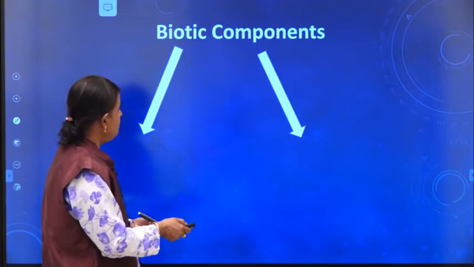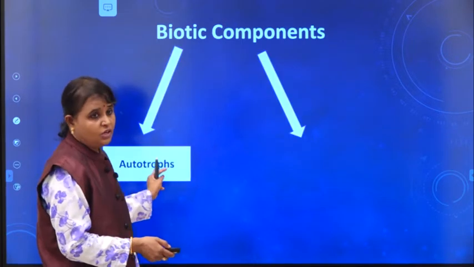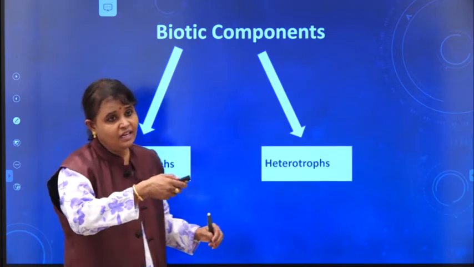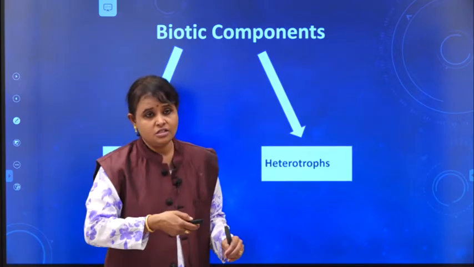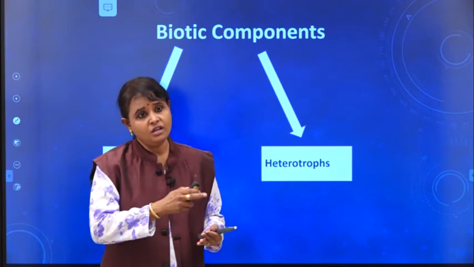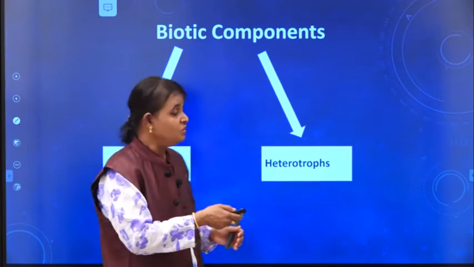I also explained this. Biotic components, autotrophs I told you, example plants. Heterotrophs, very clearly I explained in the flowchart. Primary consumer, secondary consumer, tertiary and quaternary consumer. Let me show some pictures to you.